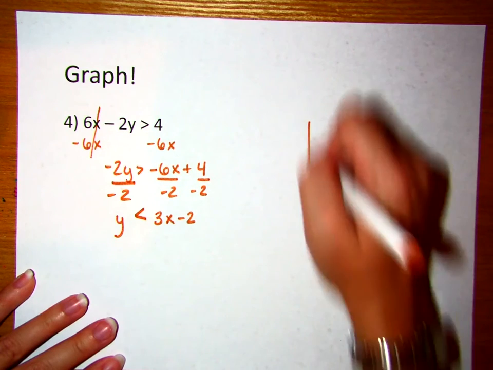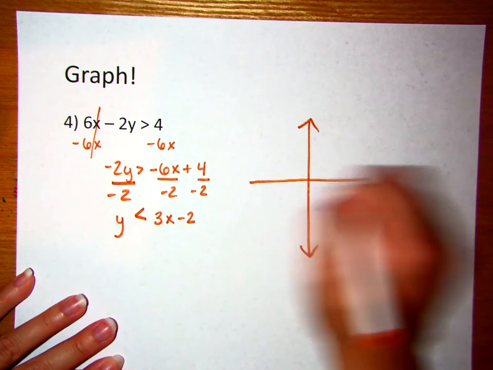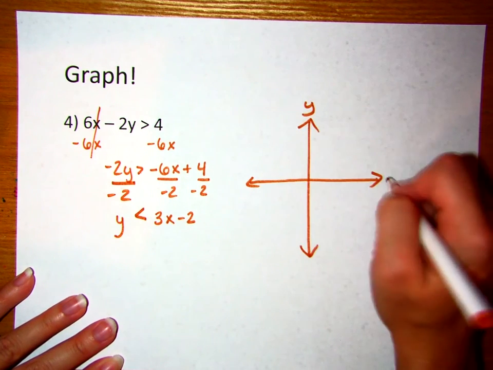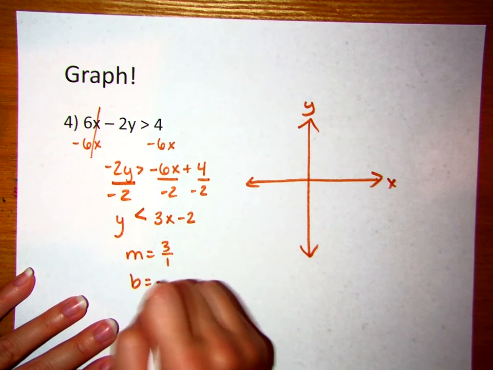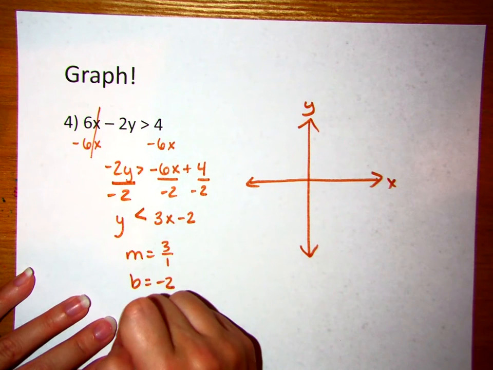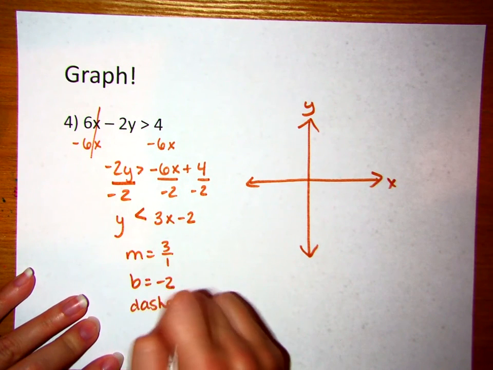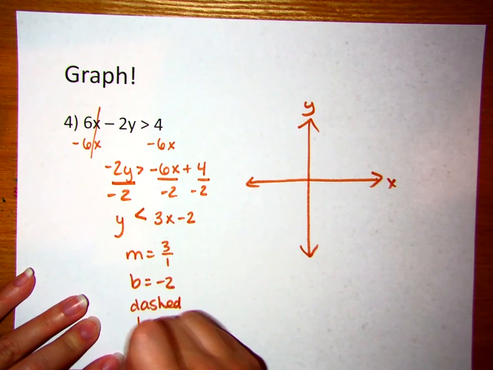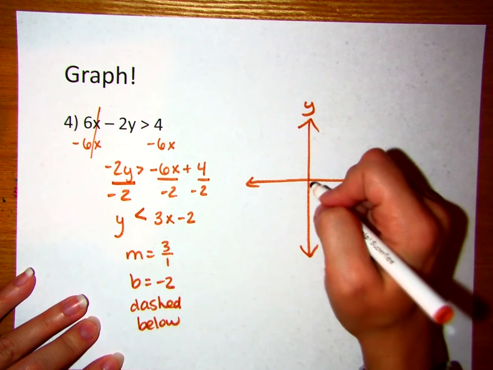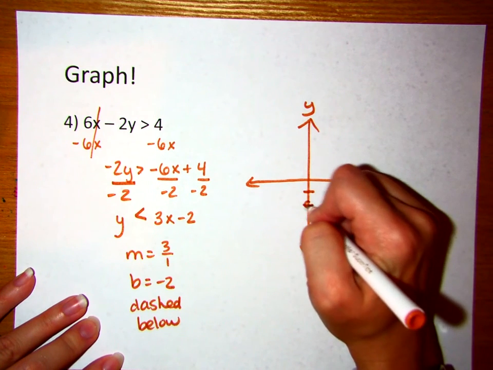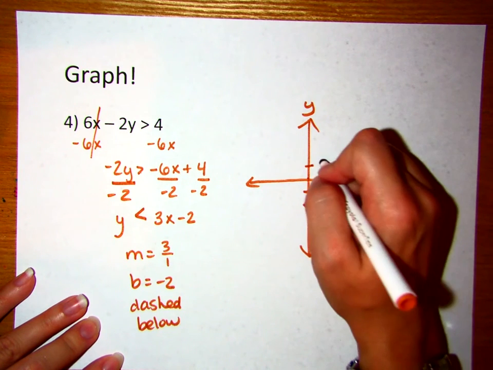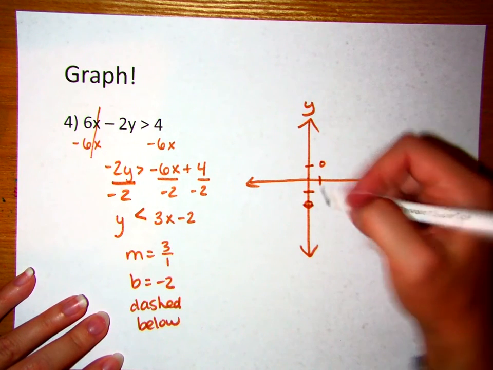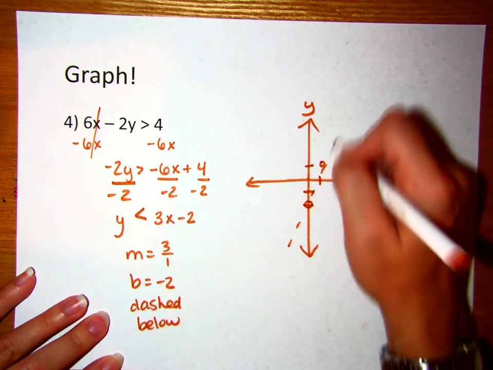So you would go ahead and get your graph ready. This is y, this is x. My slope here is 3, or 3/1. The y-intercept is -2. There's no equals, so it's going to be dashed. And it's a less than, so we're shading below. We're going to start at -2 with an open dot. Then we go up 1, 2, 3, and over 1. You could keep going, but I'm going to just dash this.